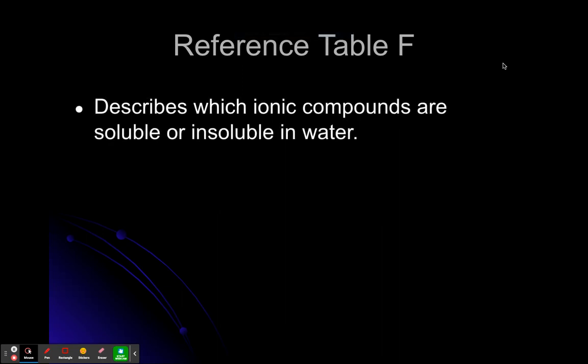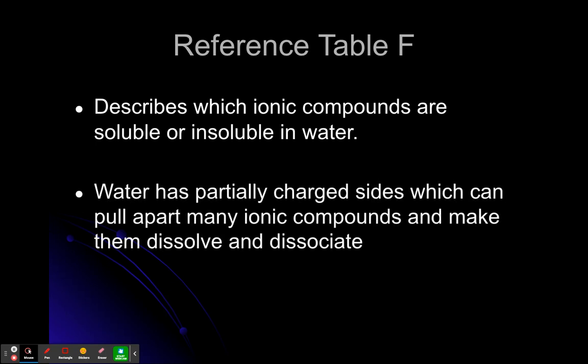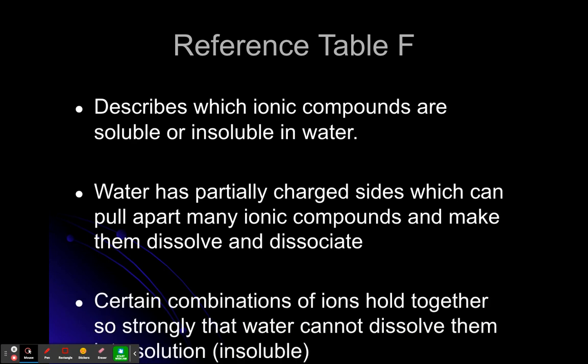So we're going to focus on ionic compounds first. Ionic compounds generally are metals with nonmetals, or often metals with polyatomic ions. And because water has partially charged sides, as we just saw, it can pull apart many ionic compounds. Opposites attract. And it can make them dissolve and even dissociate, like fully split apart into their original ions. However, some ions are held together so strongly that water is not strong enough to pull them apart or dissolve them, and they remain insoluble.